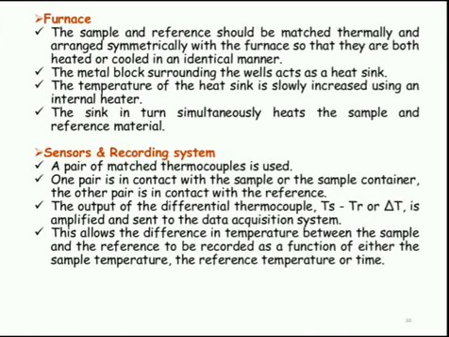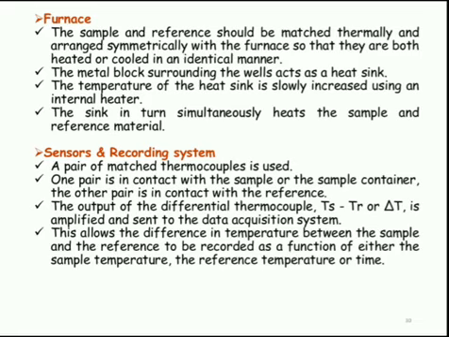Then, the furnace is taken to heat the sample. The sample and the reference should be matched thermally and arranged systematically with the furnace so that they are both heated or cooled in an identical manner. The metal block surrounding the wells acts as a heat sink. The temperature of the heat sink is slowly increased using an internal heater. The sink in turn simultaneously heats the sample and reference material.